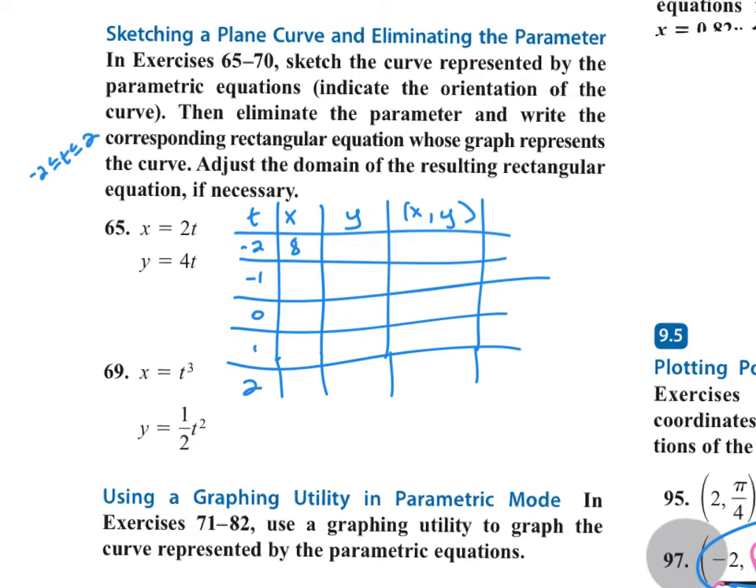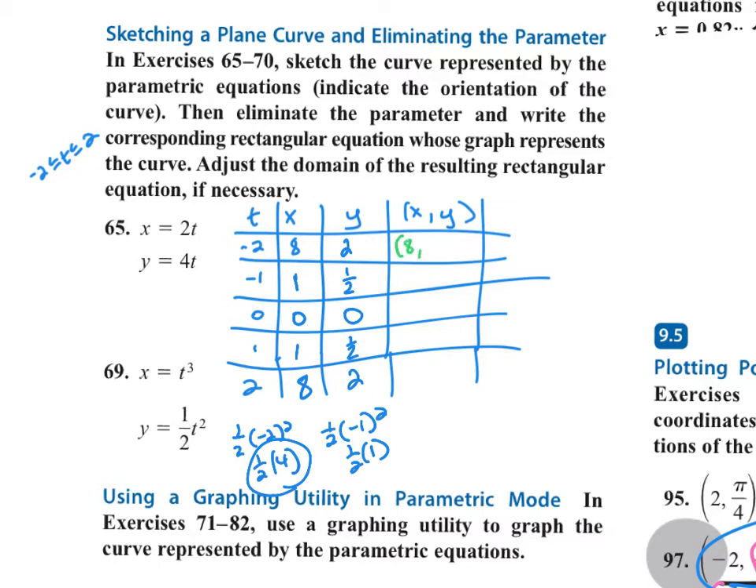So -2 to the third would be -8. Negative 1 to the third would be -1. 0 to the third would be 0. 1 to the third would be 1. 2 to the third would be 8. Those are the x values. Then y: 1/2 times negative 2 squared would be 1/2 of 4, which is 2. 1/2 times negative 1 squared would be 1/2 times 1, which is 1/2. 1/2 times 0 is 0. 1/2 times 1 is 1/2. And 1/2 times 2 squared would be back to the 1/2 of 4, which is 2. So then your coordinate points that you're going to plot are -8, 2; -1, 1/2; 0, 0; 1, 1/2; and then 8, 2.